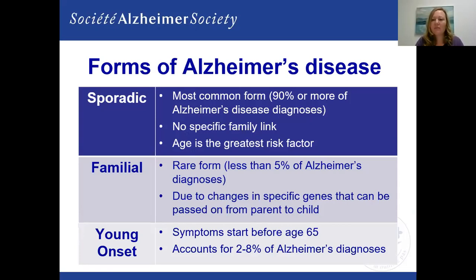If a person has familial Alzheimer's disease, their children will have a 50% chance of inheriting the disease-causing gene and developing Alzheimer's disease. Familial Alzheimer's disease has the same symptoms as sporadic Alzheimer's disease and can develop at any age.